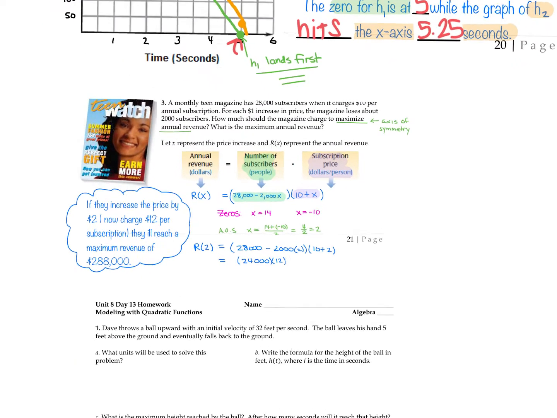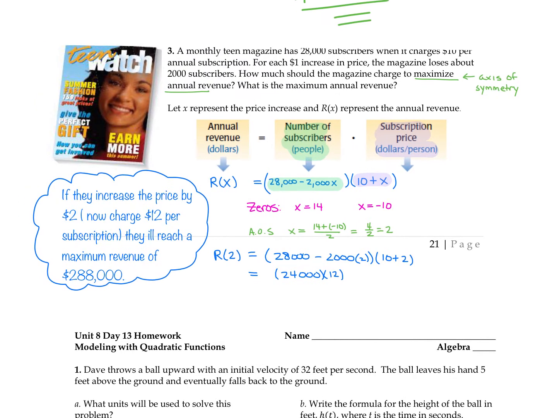All right, on the next page, it says a monthly tea magazine has 28,000 subscribers when it charges $10 per annual subscription. For each $1 increase in price, the magazine loses about 2,000 subscribers. How much should the magazine charge to maximize annual revenue? What is the maximum annual revenue?